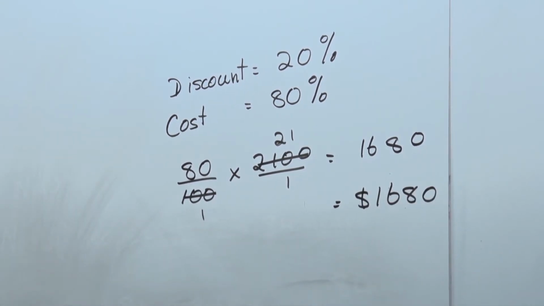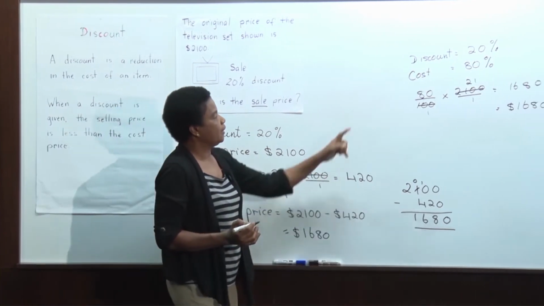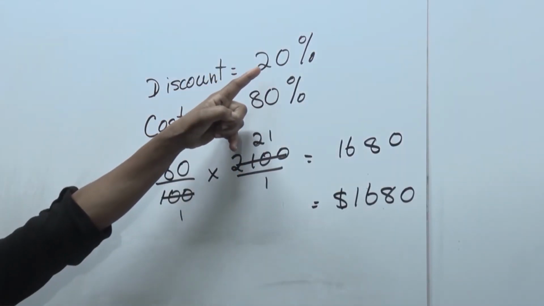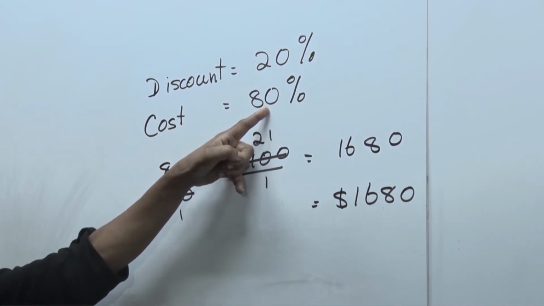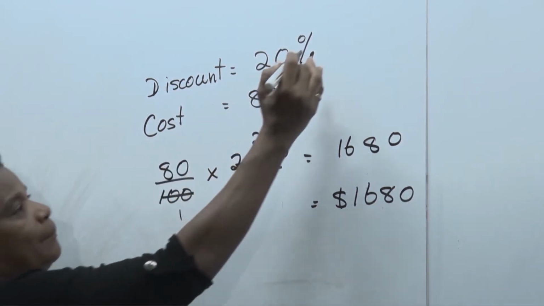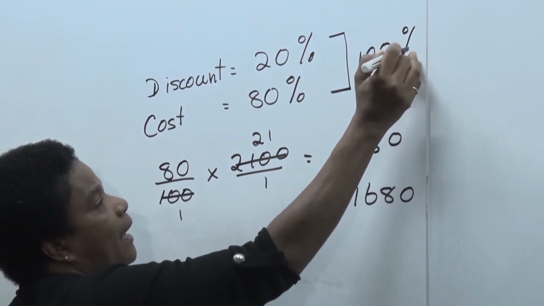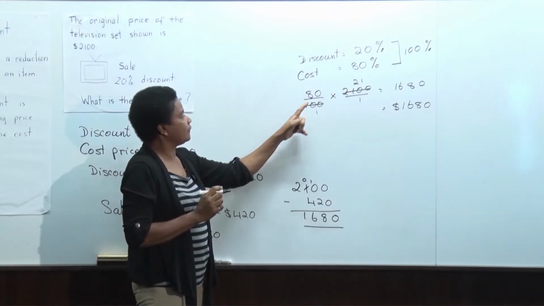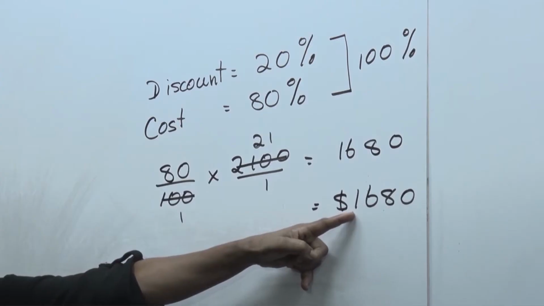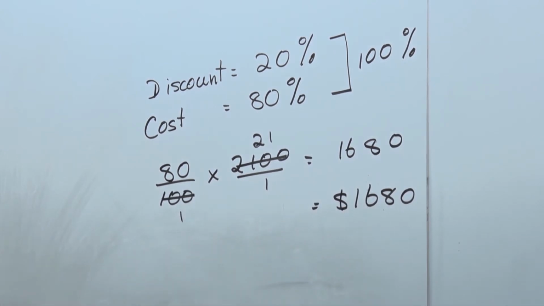Whether you work out the discount and subtract, or if you're getting a discount of 20%, then the cost of the item is going to be 80%. Because when I add my 20% and my 80%, I should get back my whole of 100%. So 80% will give me the answer $1,680.